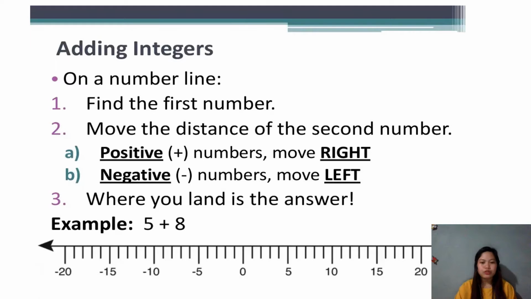So we will start with 5, and then we will add 8 to 5. That is 1, 2, 3, 4, 5. And we will add 8 to the right side. So, after 5 comes 6. 1, 2, 3, 4, 5, 6, 7, 8, 9, 10. It lands on 13, which means that is now the answer. 5 plus 8 equals 13.